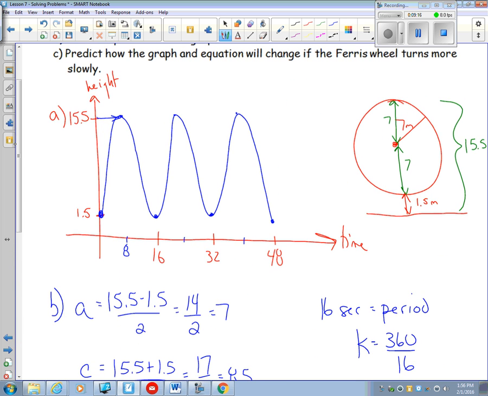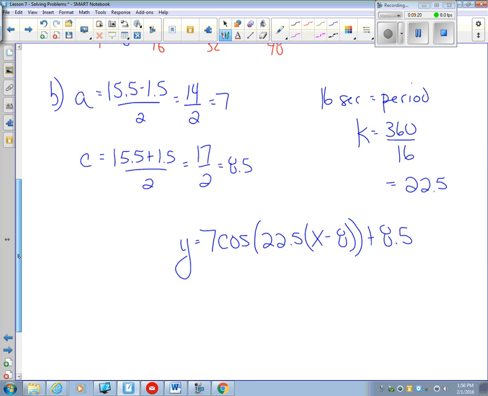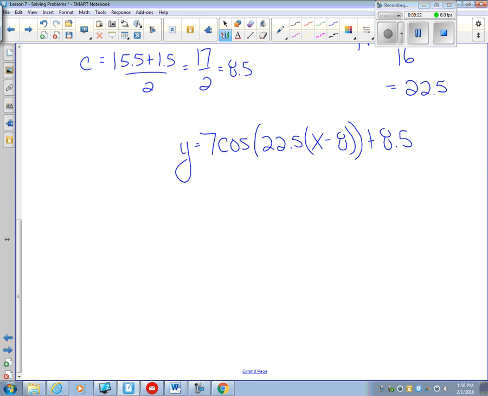Predict how the graph and equation will change if the Ferris wheel turns more slowly. Okay, so what will we talk about here? Words now. The graph's going slower. The wheel's going slower. What's going to happen to my graph? Well, it's not going to change the height of it. The wheel hasn't changed in size. It's not going to be mounted in a different place. The axis hasn't changed in size. But as it goes slower, it takes longer to complete a period.